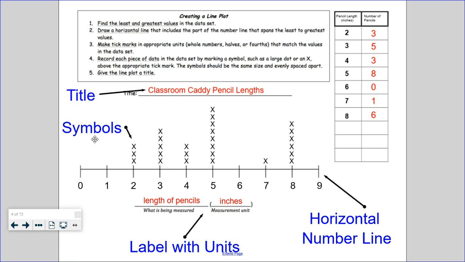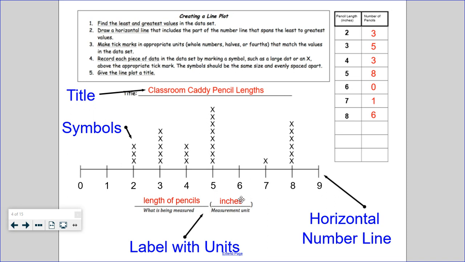Now, just like with pictographs and bar graphs, we have to ask ourselves some questions. So first, what kind of data is being collected? If you were the one making this line plot, what is the data that you collected? Well, the data you collected is the length of pencils. Then you want to think, what unit am I using? And I already told you the unit is inches.